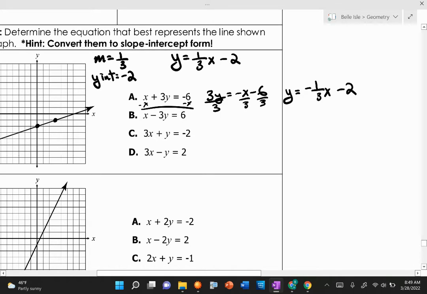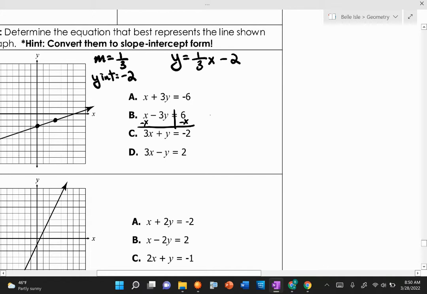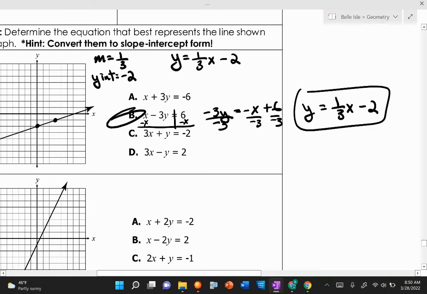I know that doesn't work because the slope doesn't match. It's a negative slope instead of a positive. We'll go through and try the next one. Minus x, minus x. That gives us -3y equals negative x plus 6, and then divide by negative 3. That's going to give us y equals 1/3 x minus 2. That one works, so I know it's B.